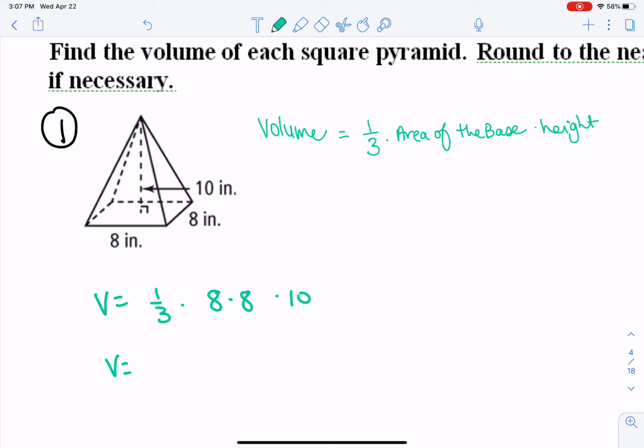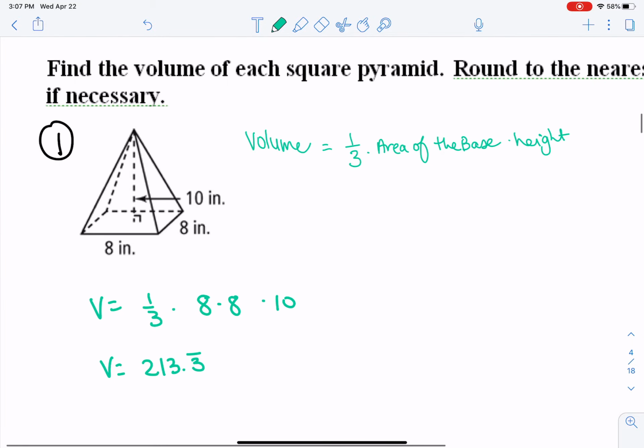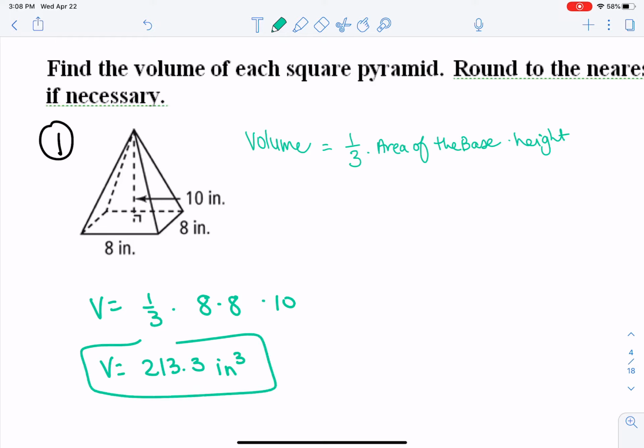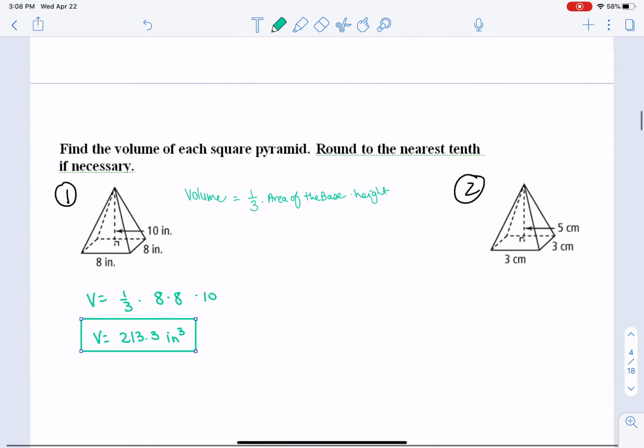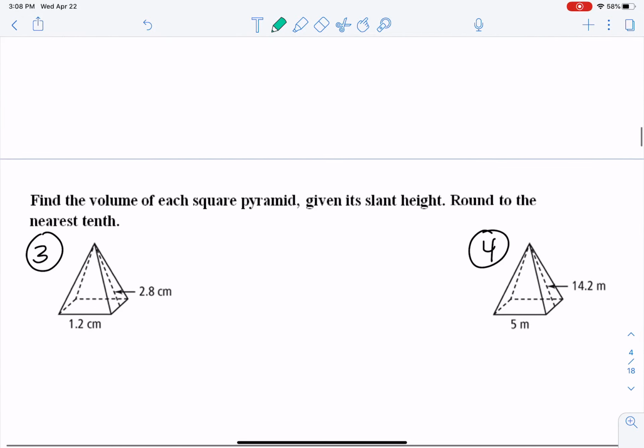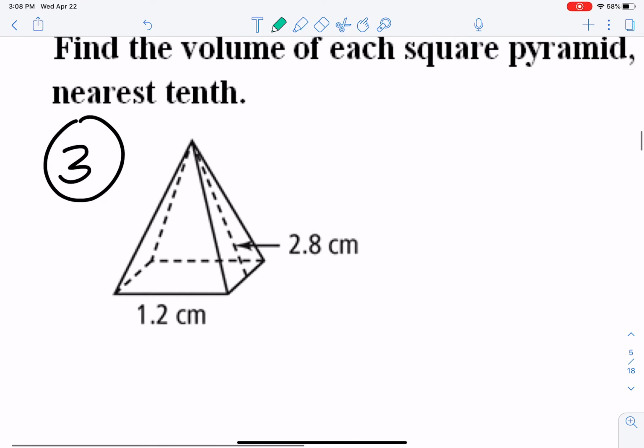So I'm going to do 8 times 8 times 10, divide that by 3, and I get 213.3 repeating. It says to round to the nearest 10th, so we'll do that. And then inches cubed, again, because it's a 3D shape. And that's all there is to that one. Number 2 is very similar. Number 3, they gave us the slant height, and we actually need the regular height. So there's one extra step here.